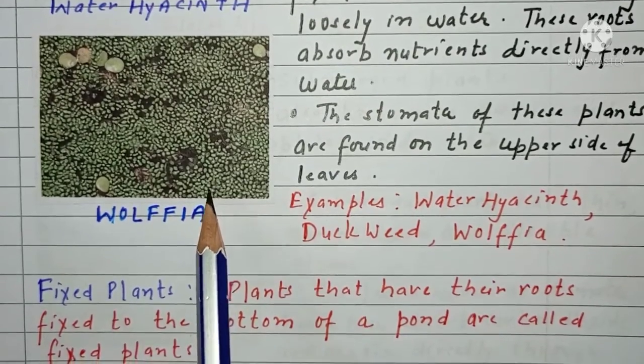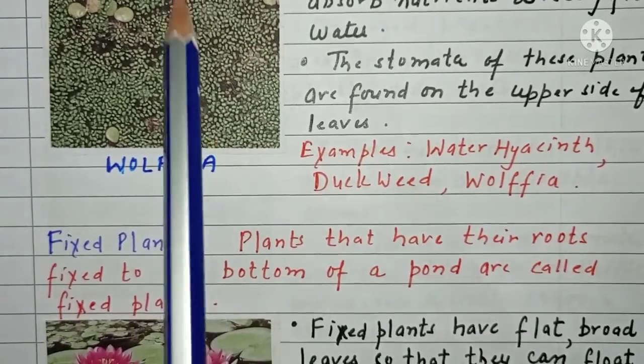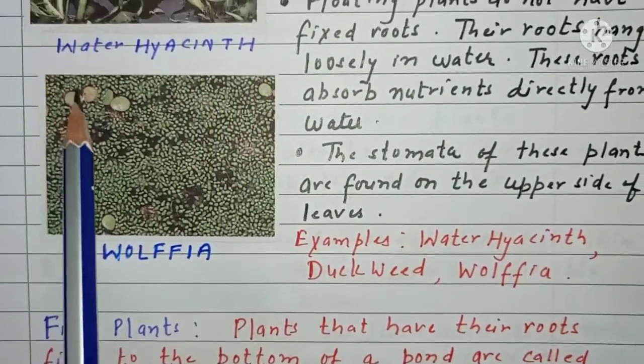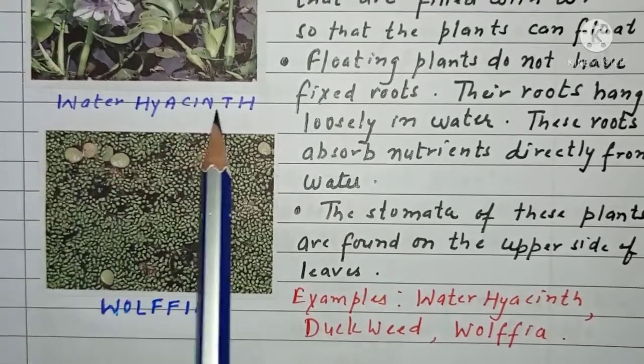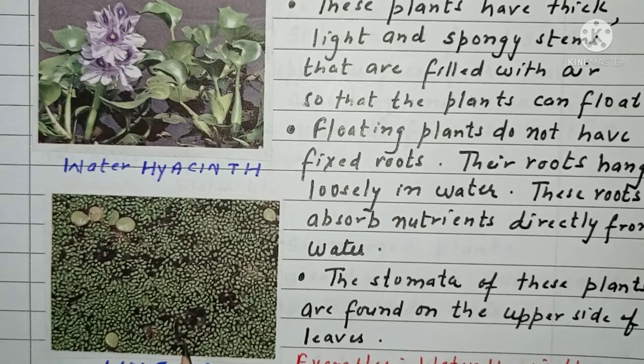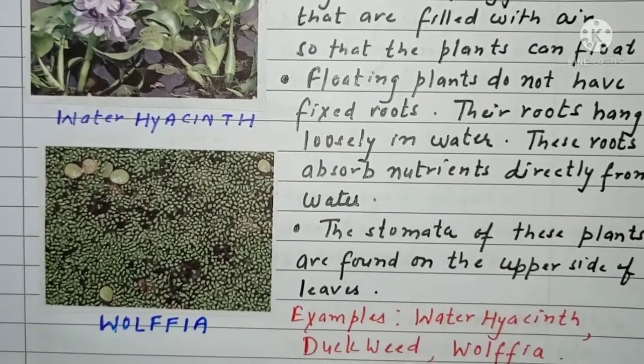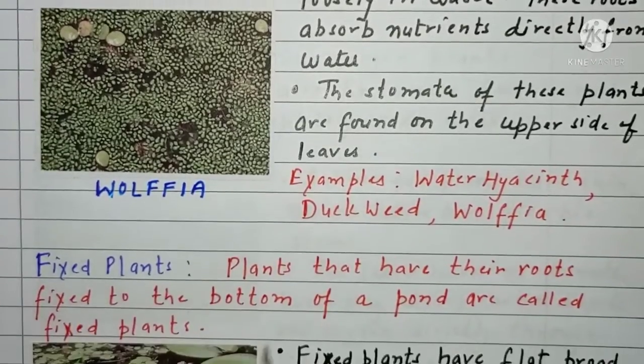And one more thing, the stomata of these plants are found on the upper side of the leaves. And the examples are water hyacinth, wolffia and duckweed. These are the examples of floating plants. Now we'll be learning about fixed plants.